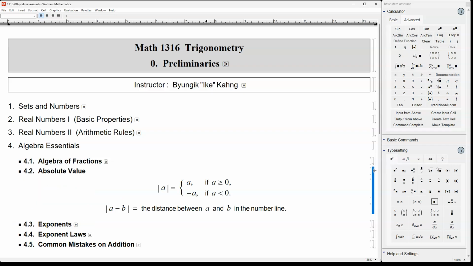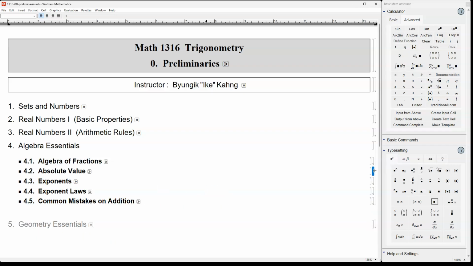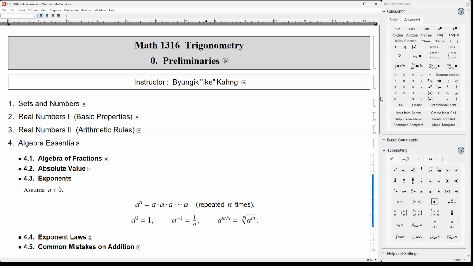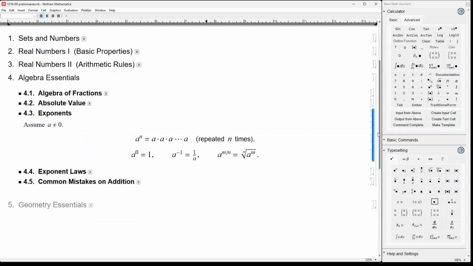Absolute value. Okay, alright. And then exponents. Exponents are defined as repeated multiplication of a, and we can do that whenever a is non-zero. How about a to the 0 power? That means we didn't multiply any of those starting from 1, so a to the 0 power is 1. Remember, a to the 0 power is 1, not 0. Negative first power, we define it as reciprocal, and then radical is defined like this.